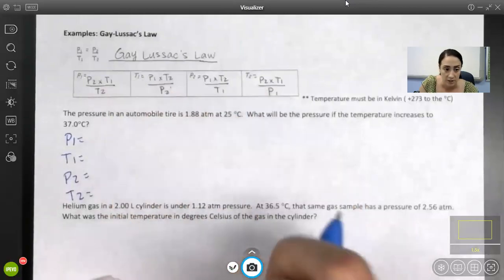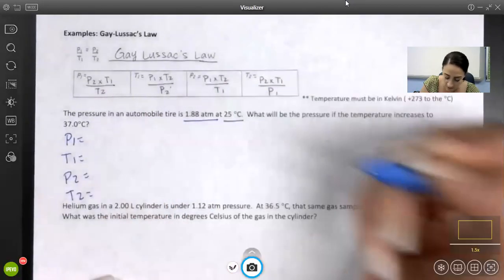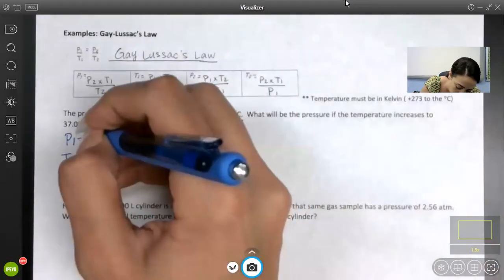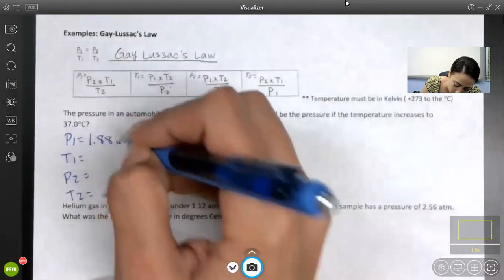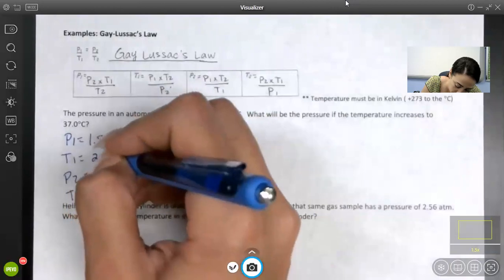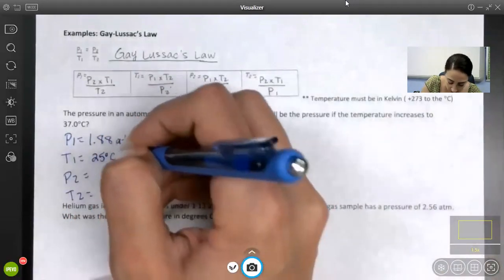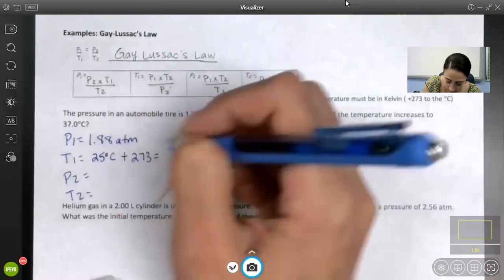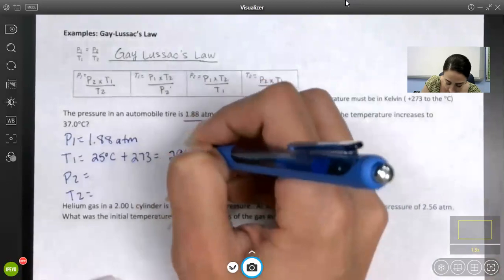The pressure in an automobile tire is 1.88 atm at 25 degrees Celsius. So we're going to fill those in. The first pressure is 1.88 atm and the first temperature is 25 degrees Celsius. Now you can't leave it in Celsius, so you have to add 273. We end up with 298 Kelvin.